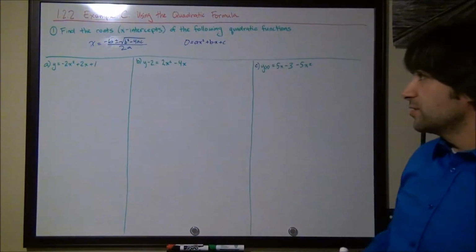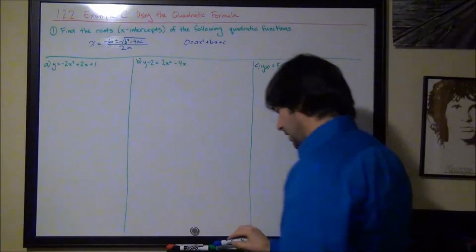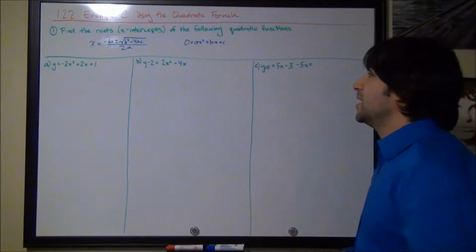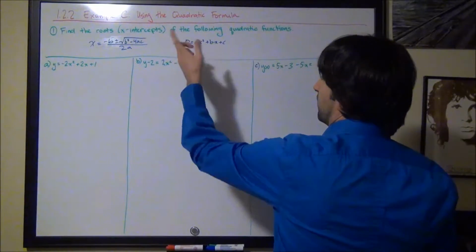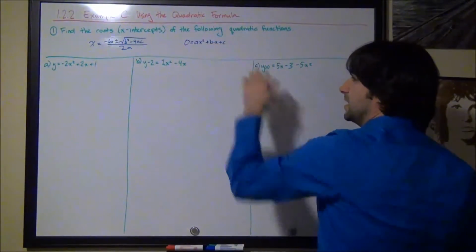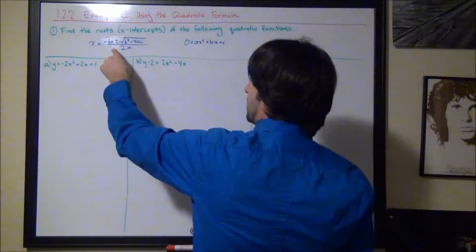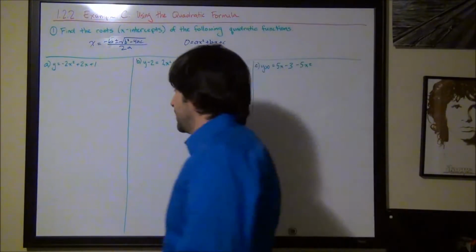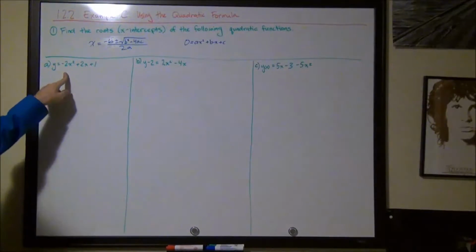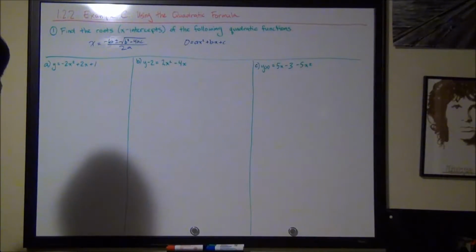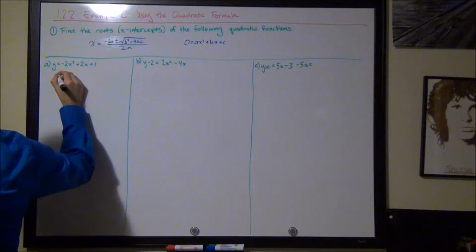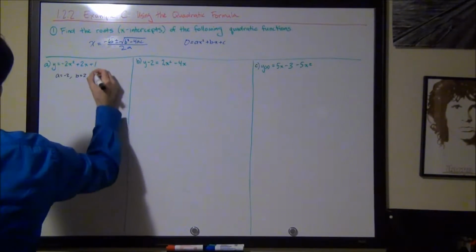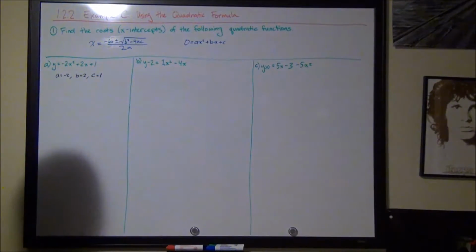In order to use the quadratic formula to find the roots of a quadratic function, we have to isolate or find the coefficients a, b, and c and plug them in systematically to this formula. For a, this should not be too hard. We should be able to just read this off. a will equal negative 2, b is equal to 2, and c is equal to 1.